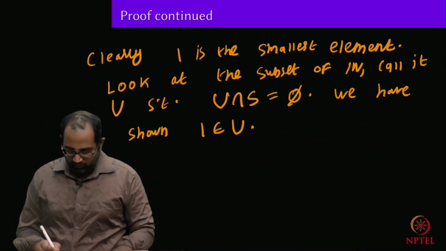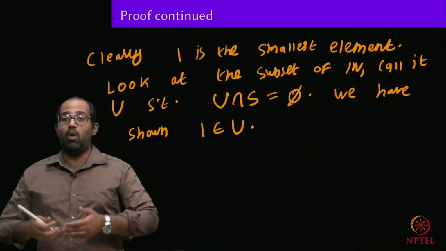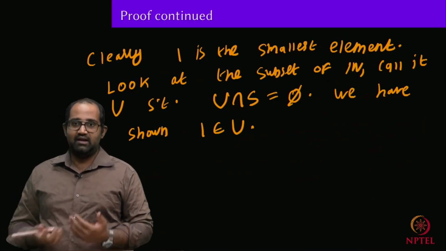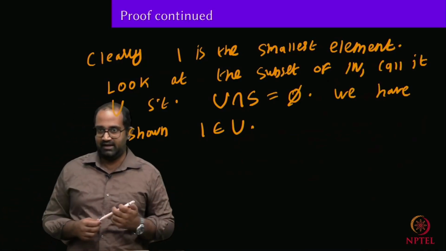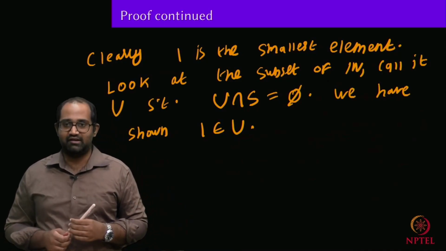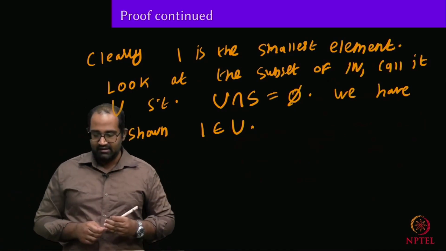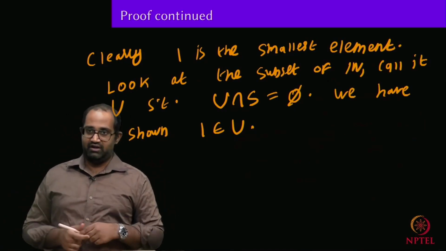Now why have we shown 1 is in U? Because if 1 happens to be in S, really nothing to prove. We have shown that the set S has the smallest element. So essentially this is a proof by contradiction. We are going to assume that there is no smallest element in S and then derive a contradiction.